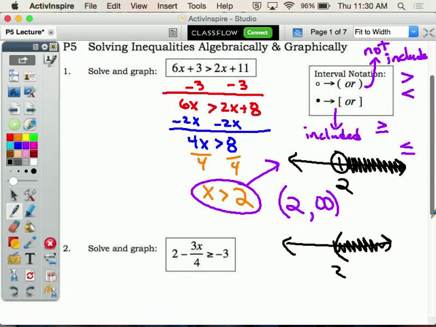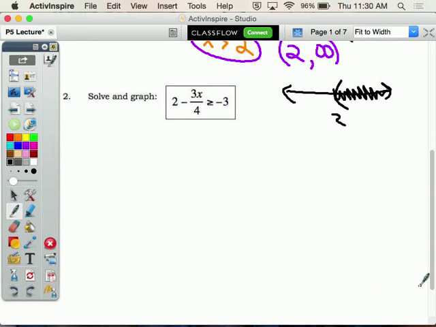Let's try another one. In number 2, something that's different about this one is there's a fraction and there's a negative sign in front. So as I work through this problem, again, I'm going to move the numbers to the right, so I subtract off 2 from both sides. When I do that, I get negative 3/4 x, or negative 3x over 4, is greater than or equal to negative 5. Because negative 3 minus 2 is negative 5. I don't like that I'm dividing by 4, so I'm going to multiply both sides of the equation by the number 4.